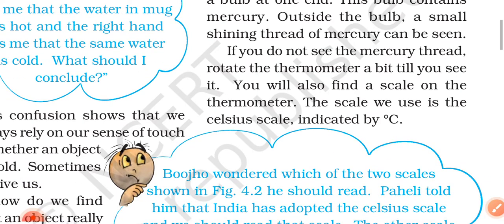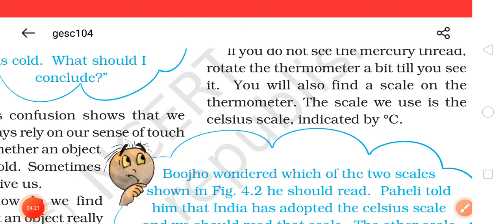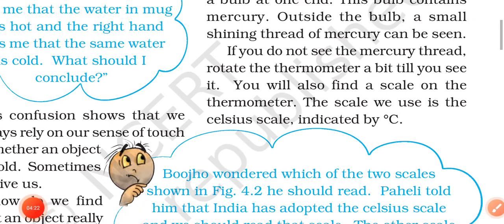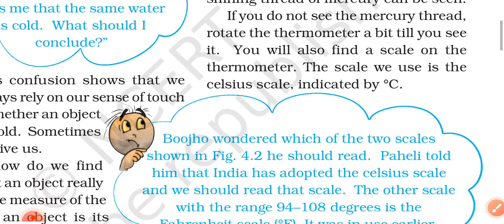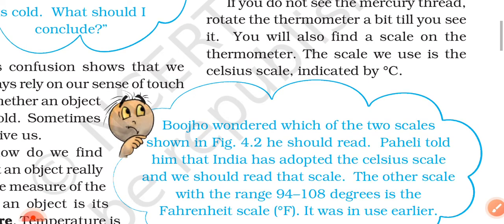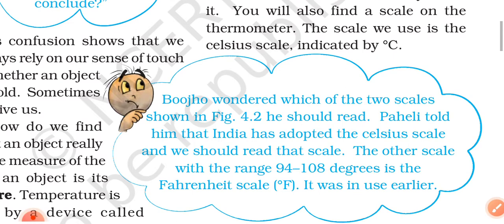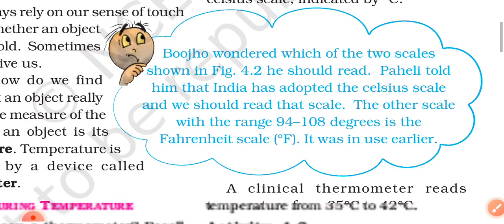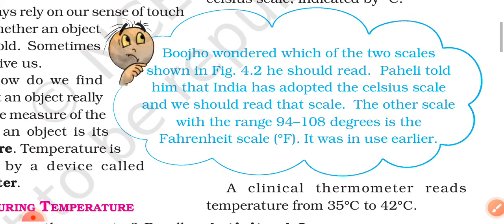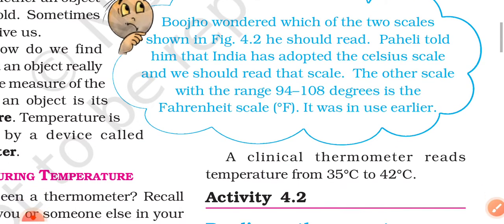If you do not see the mercury thread, rotate the thermometer a bit till you see it. You will also find a scale on the thermometer. The scale we use is the Celsius scale, indicated by degree C. Boojho wondered which of the two scales shown in figure 4.2 he should read. Paheli told him that India has adopted the Celsius scale and we should read that scale.